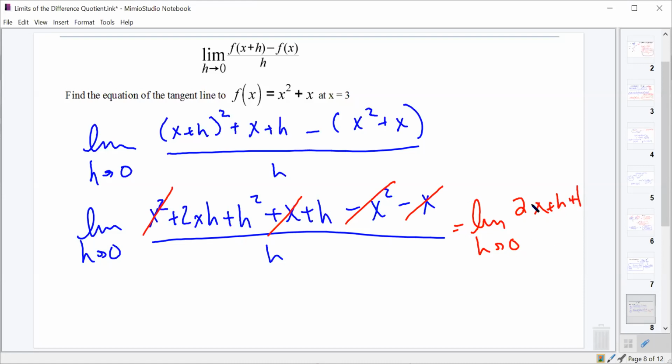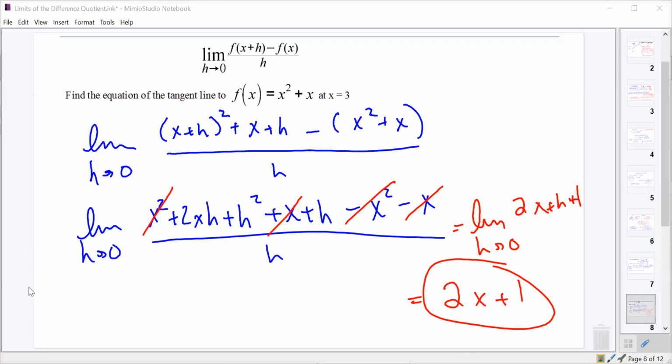And as h approaches 0, what is 2x plus h plus 1 equal? Just 2x plus 1. And this right here is the derivative of x squared plus x. It represents the slope of the tangent line to that function. And if we want to figure out the equation of the tangent line at, and I wrote x equals 3, but I want to pick a different value because when I did that one last period, it's hard to see so well.